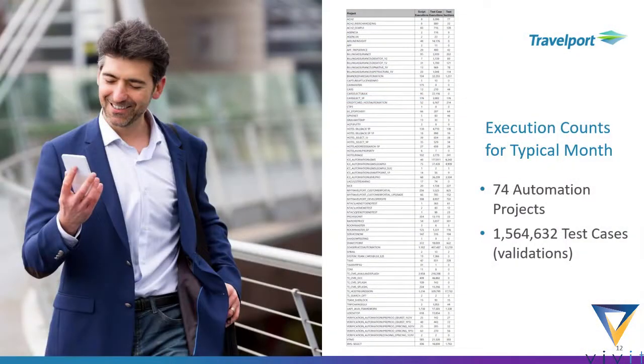I said I'd come to this eventually, so when I looked at how many tests we've run in the past month, this is what I came up with. We have 74 automation projects running tests, and that equates to over 1.5 million test cases or validations, pass-fail.